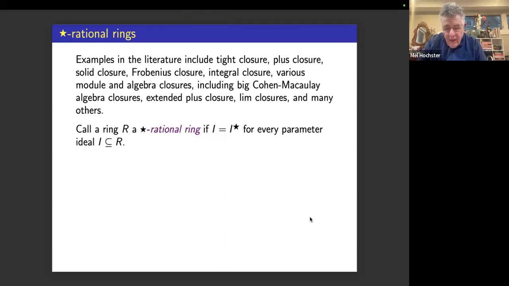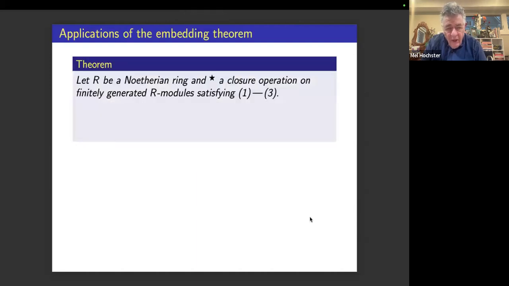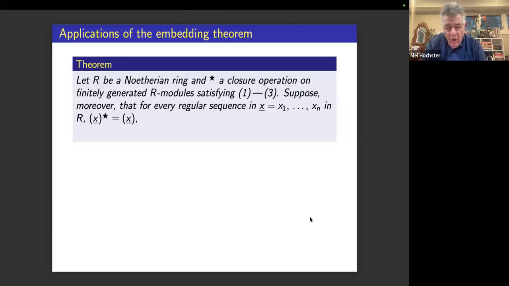So I'm going to call a ring star rational if every parameter ideal is closed. And it's suggested by the use of the term F-rational. Suppose you have a Noetherian ring and a closure operation that satisfies those three conditions. So that's a fairly mild assumption. And suppose that for every regular sequence, the star closure of the ideal generated by the regular sequence is that ideal, which is the same as saying that 0 is closed in the regular cyclic module.